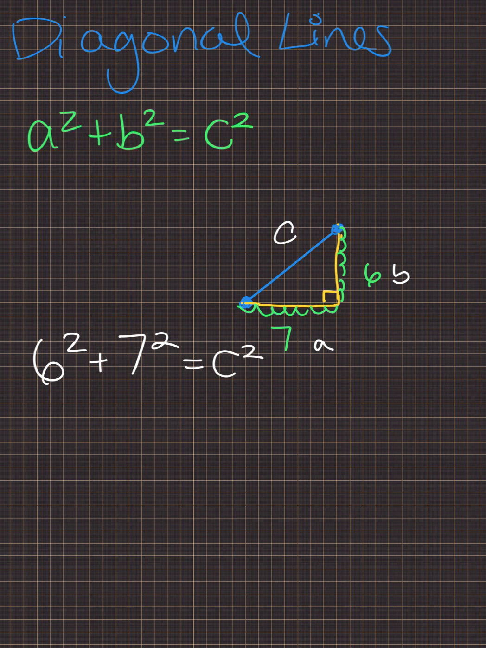So I'm going to continue by squaring 6 and 7. So 6 squared is 36. 7 squared is 49.